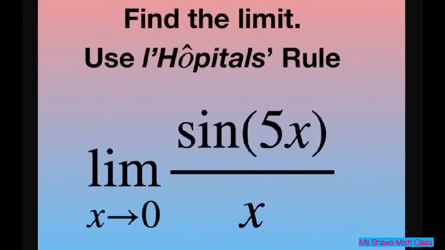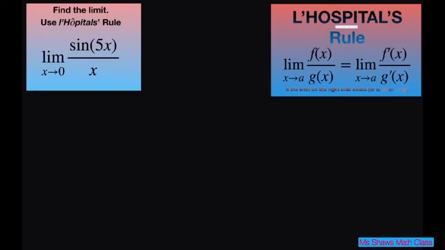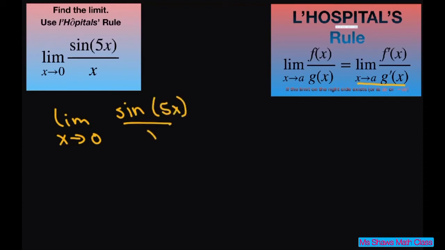Hi everyone, we're going to find the limit using L'Hopital's rule. We have the limit as x approaches 0 of sine of 5x divided by x. So what we're going to do is go ahead and use this form here. So we have the limit as x approaches 0 of sine of 5x divided by x.